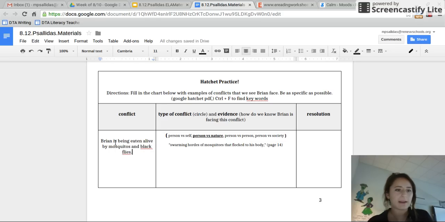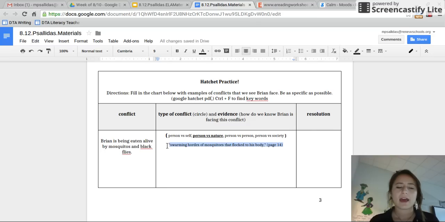So right here, I put Brian is being eaten alive by mosquitoes and black flies. I know that that is a person versus nature conflict. So go ahead and circle person versus nature on your paper. Right here, I did bold and underline just because I can't circle right there.